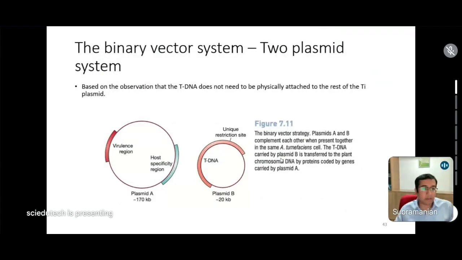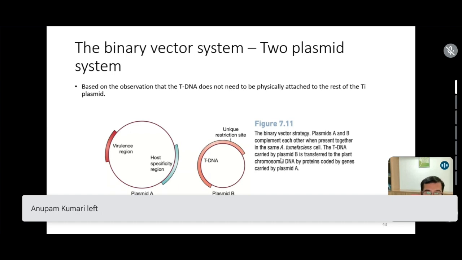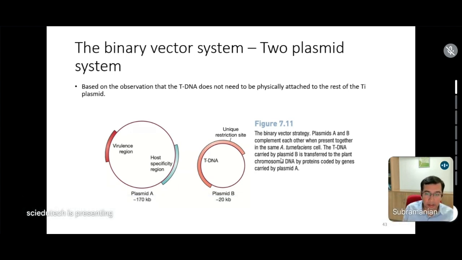Next slide, please. And there is this system called the binary vector system, where you have two plasmids. It's a two plasmid system. It's based on the observation that tDNA does not need to be physically attached to the rest of the TI plasmid. So you can have two plasmids: plasmid A with the virulence region and the host specificity region, and plasmid B with the tDNA with your gene of interest, right? This is called a binary vector strategy. When they are present together, the tDNA carried by plasmid B is transferred to the plant chromosomal DNA by proteins encoded by the genes carried by plasmid A. Next slide, please.